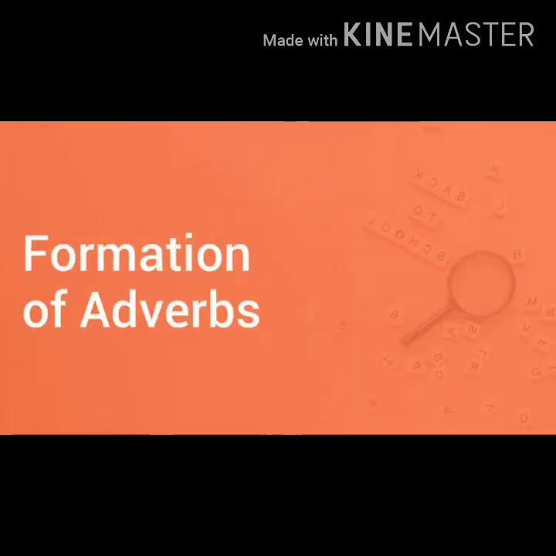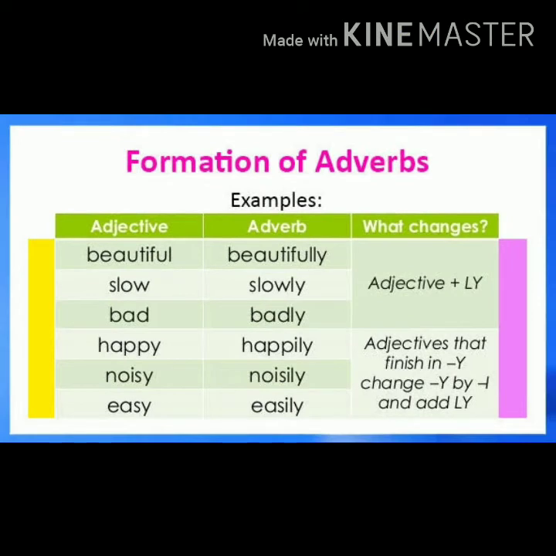Now, let's see how adverbs are formed. Most of the adverbs are formed by adding a suffix to the adjectives. But there are certain rules to form the adverbs. First of all, maximum of the adverbs are formed by adding the suffix ly to the adjective. For example, the adjective is beautiful. Add ly, the adverb will be beautifully. Next is slow plus ly, slowly. Bad plus ly, badly.